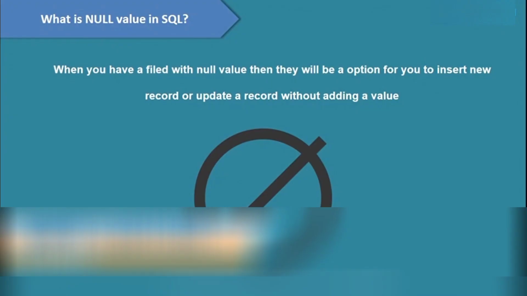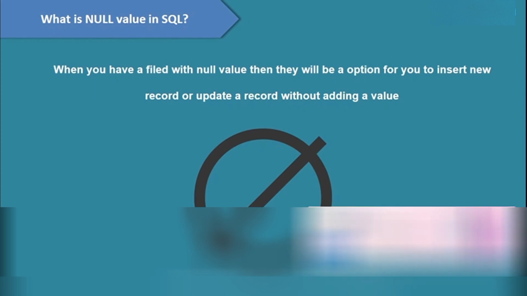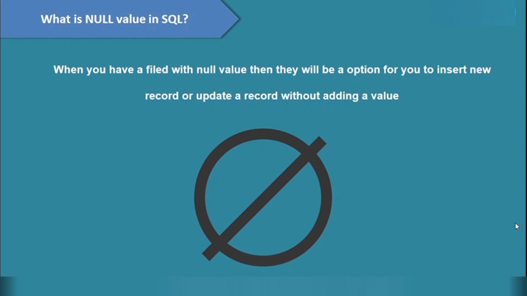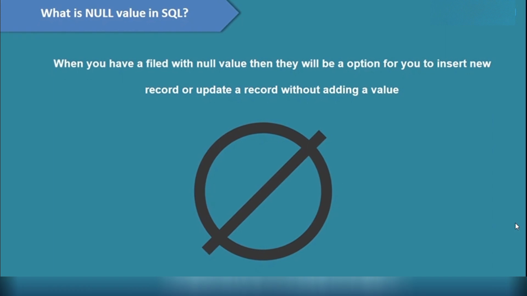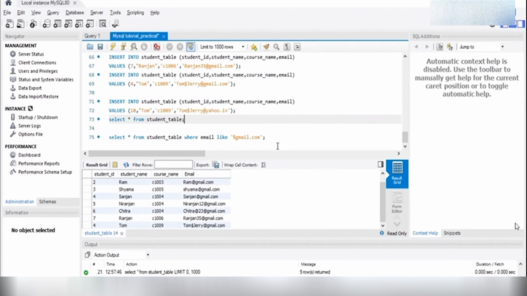So when you have a field with null values, then there will be an option for you to insert a new record or update a record without adding a value. Basically in some cases we leave our attributes as null because we want to add some new values to our table or update it later, right? This is why we use null values. So let's go back to the MySQL Workbench and have a look at how actually we can use null values using SQL. If you want to use some null values, how can you do that?